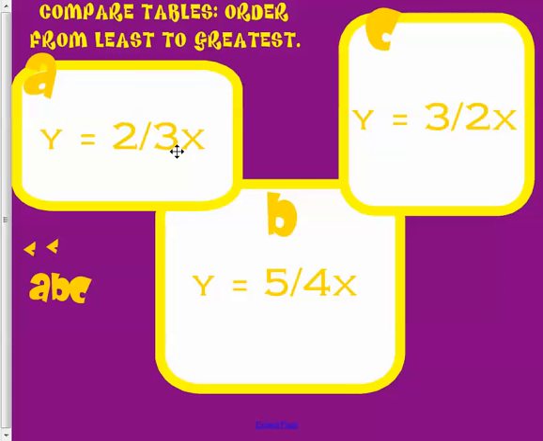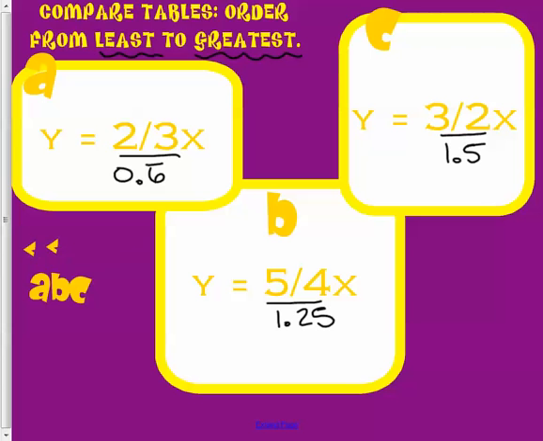Okay, here I've got the slope in each of the equations. Remember, this is y equals mx form, where the constant rate is your m, or your slope. So 2/3, if I write that as a decimal, it's a 6 repeating. 3/2 is 1.5, and 5/4 is 1.25. So we need to again order them from the least to the greatest.